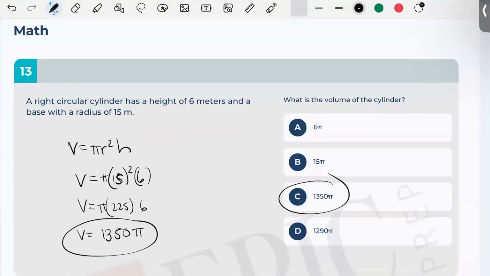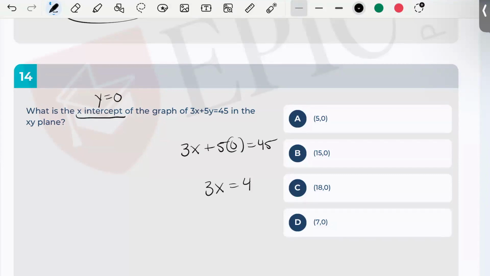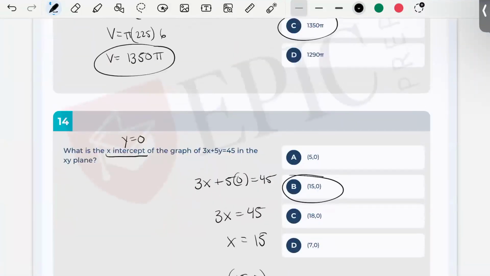Okay, amazing. Continuing, what is the x-intercept of the graph in the xy plane? Okay, these ones are also very common on most exams. The x-intercept, that's where y is equal to 0. So all you need to do is plug in 0 for y. So 3x plus 5 times 0 is equal to 45. So I get that 3x is equal to 45. And then 45 divided by 3 is 15. Therefore, x is 15 and y is 0. And that looks like correct answer choice B. Amazing. So 15.